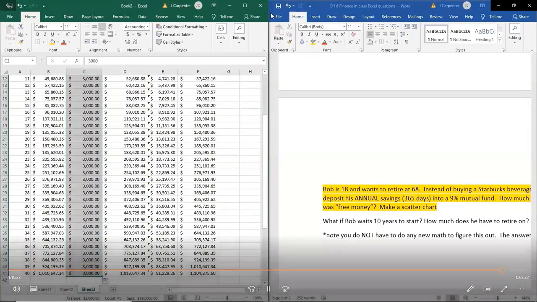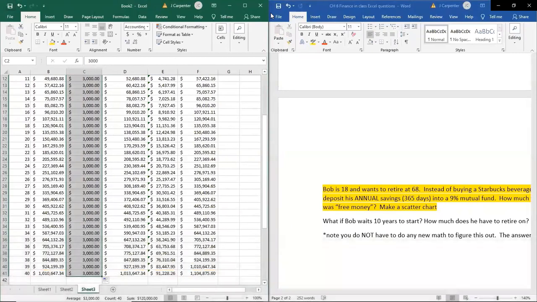That is 130% more money. That's 230% of what you originally deposited because you waited 10 years. You have to more than double your deposit.